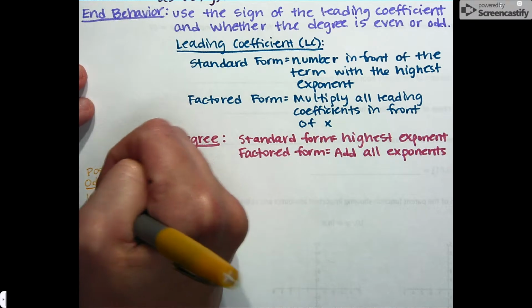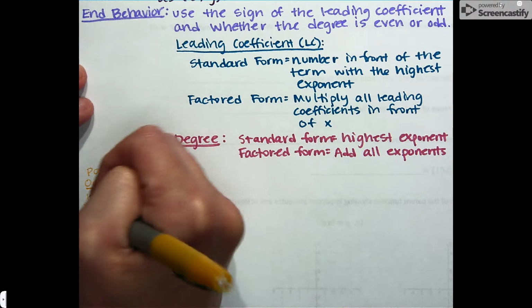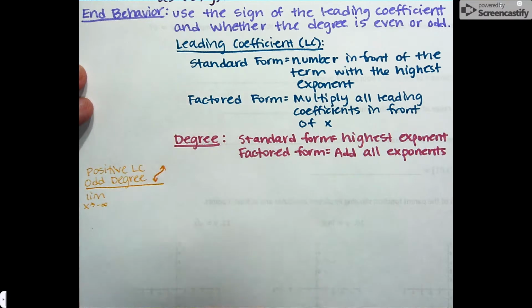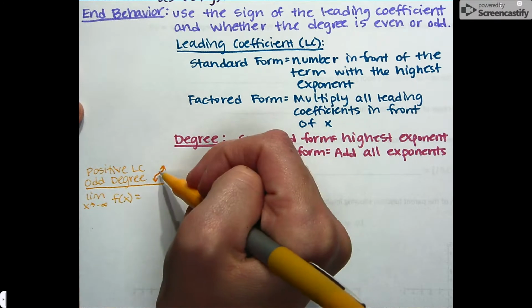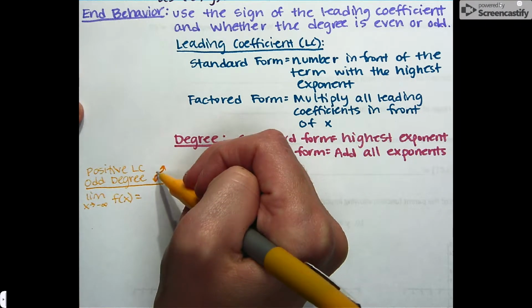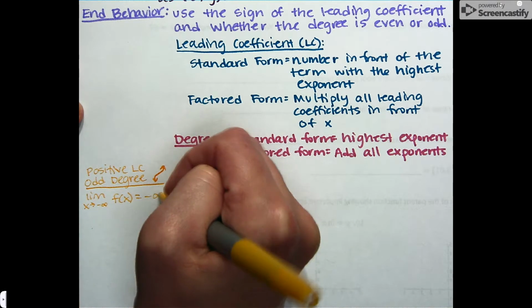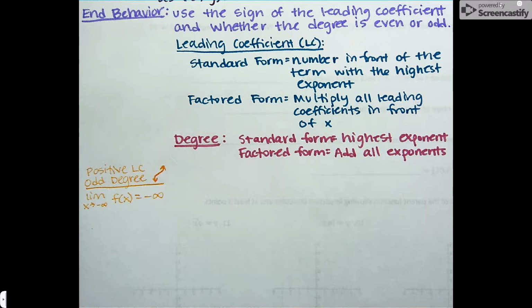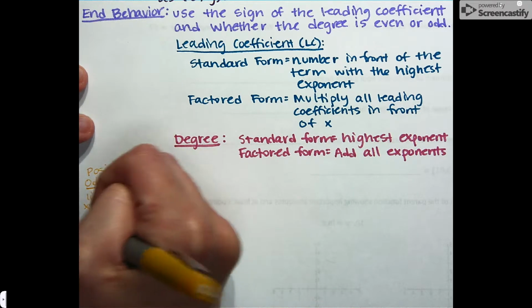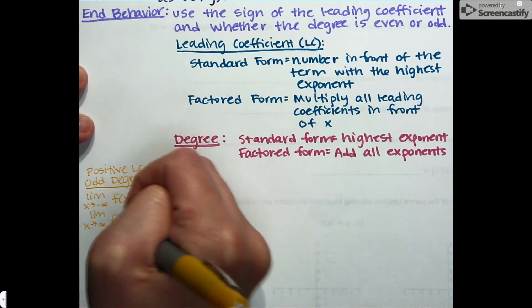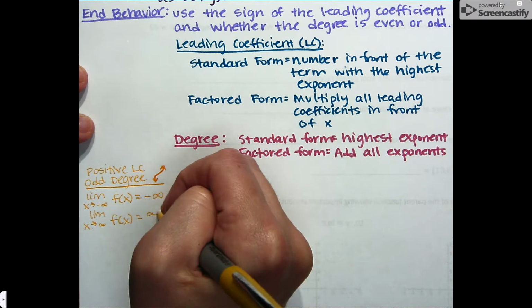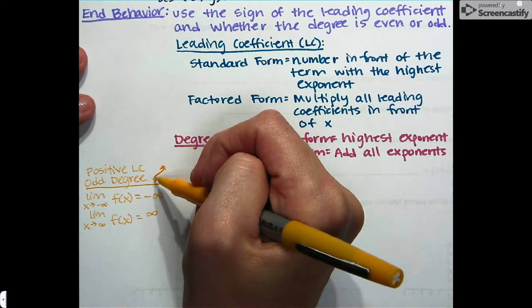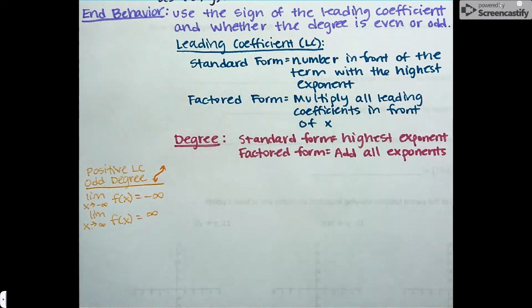So I'm going to write this as limit over x arrow negative infinity. That's the limit as x approaches negative infinity of f of x. And as I go left, a positive odd degree is going to go down to negative infinity. Then the limit as x approaches positive infinity of f of x. So as I go to the right of f of x, it's going to equal positive infinity. So if I go to the right of a positive odd, it's going up.